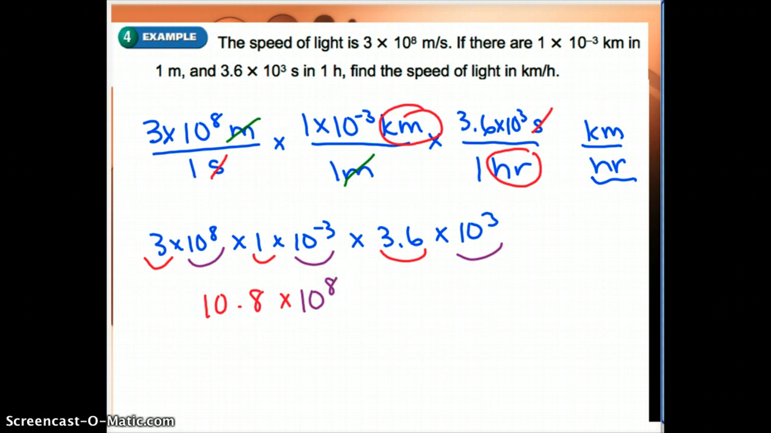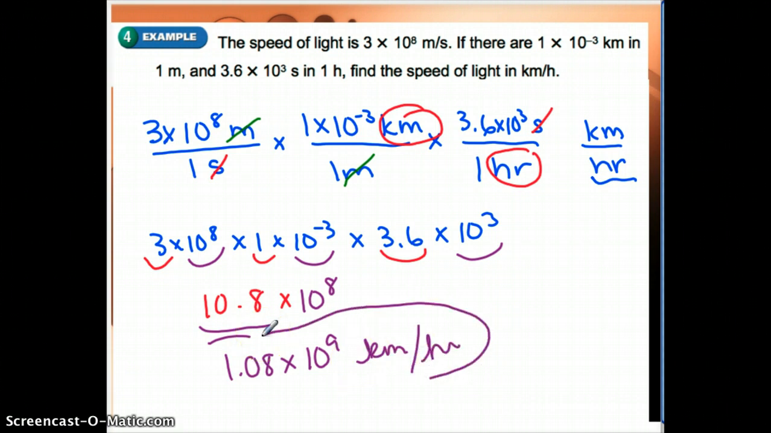I'm very, very close to done. But again, my answer is not in scientific notation. So I need to change this to 1.08. Again, look, I made it smaller. Only 1 decimal place smaller. So I'm going to make this one 1 decimal place larger. It's going to be 10 to the 9th. So I've got 1.08 times 10 to the 9th, and my label is kilometers per hour. That's our speed of light. So you can see that's a pretty big number. A little over 1 billion kilometers per hour.